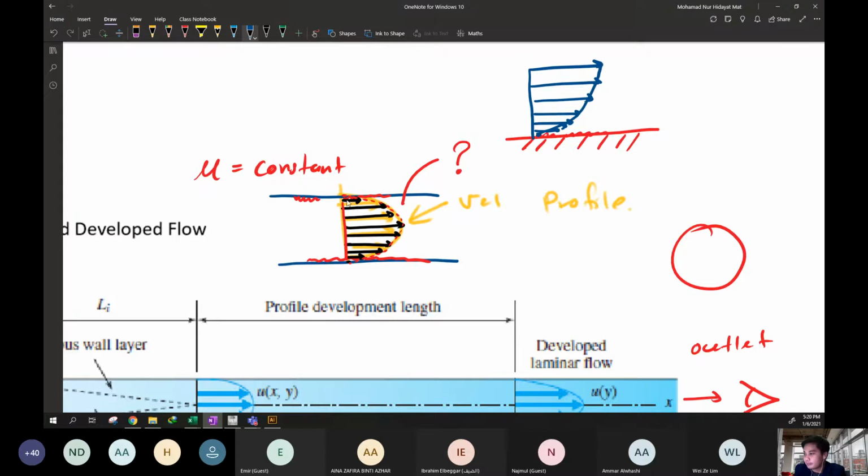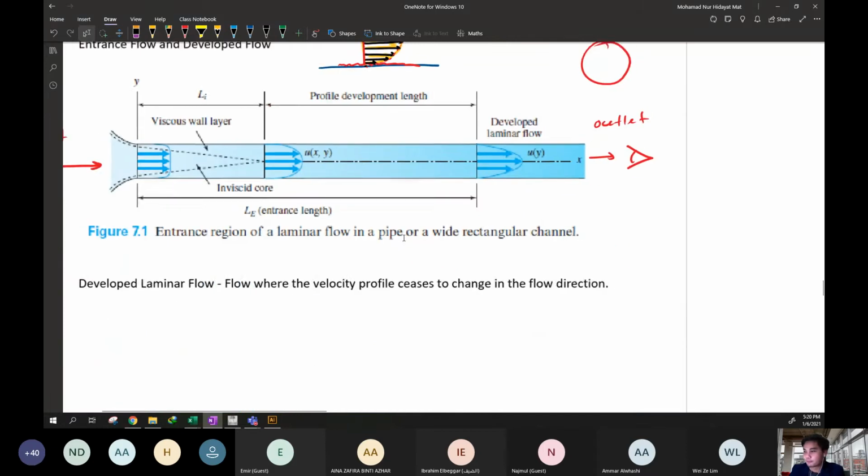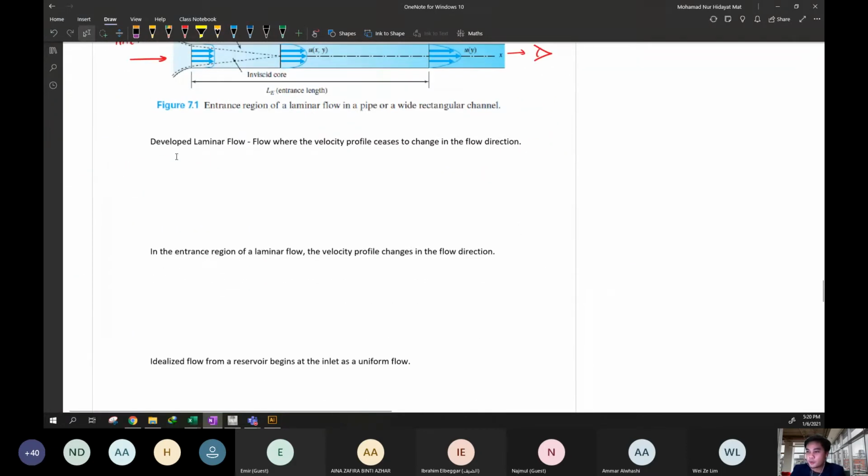Okay, for the pipe, it is like this. So this is where the velocity profile comes from. So in a fully developed laminar flow, the velocity profile ceases to change. It doesn't change. So the velocity profile at time 1 is the same as time 2. Okay, let's say this is time 1, and times 2, 3, and 4 we assume are the same.